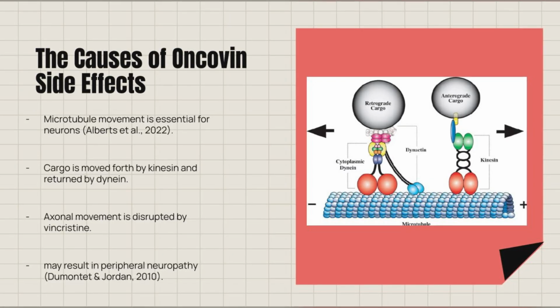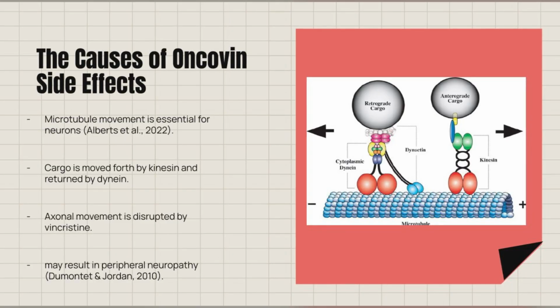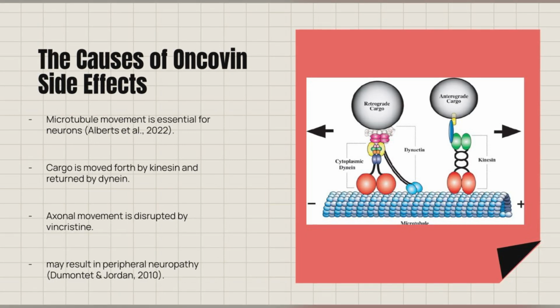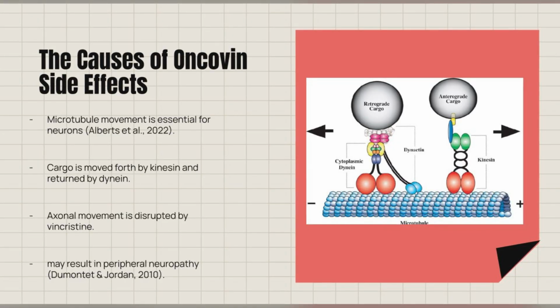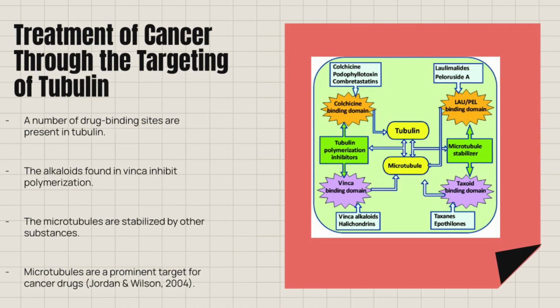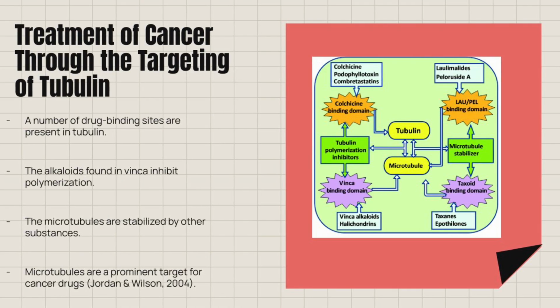Patients may experience numbness, tingling, or neuropathic pain as a result of the neuron's inability to transport nutrients and signaling molecules, Dumontet and Jordan. Due to their heavy reliance on microtubule-based transport, neurons are just collateral and are not the focus of this medication, however. Now for my last slide, we're going to talk about the treatment of cancer through the targeting of tubulin.